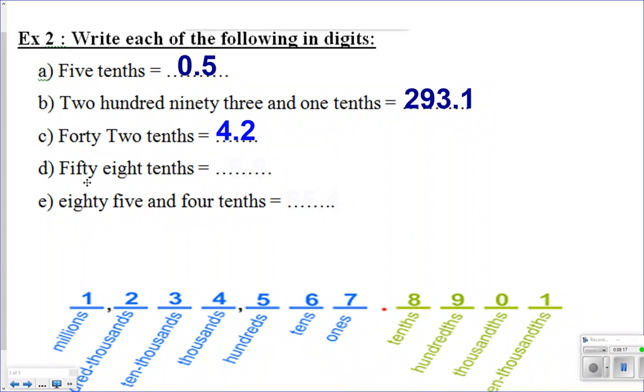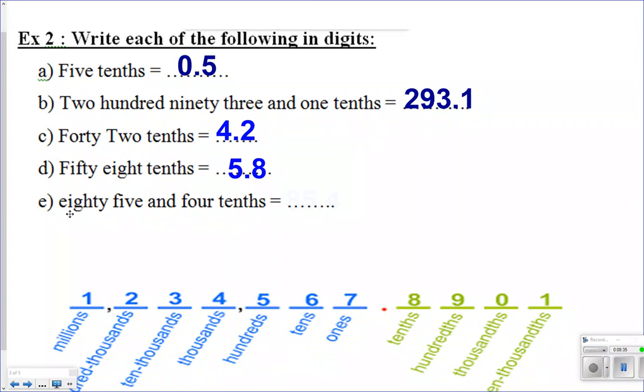Here I have 58 tenths. By the same way, the tenths can carry just one digit. So we'll take the digit from the right, which is 8, and 5 will go to the left with the units.